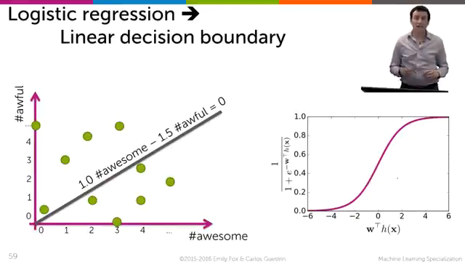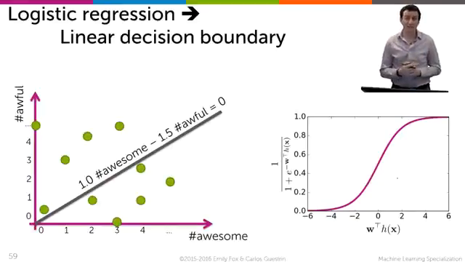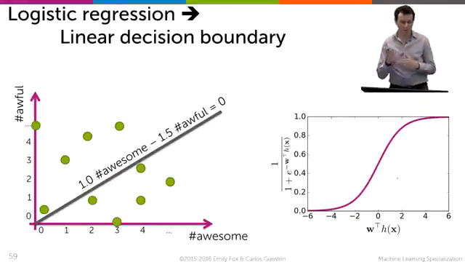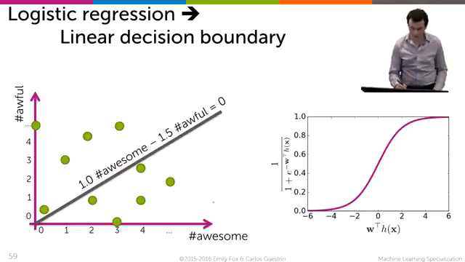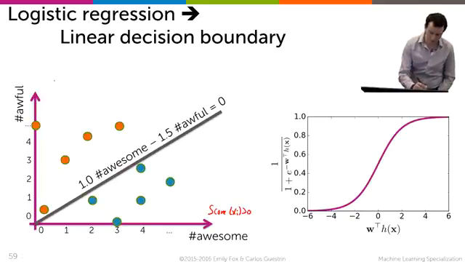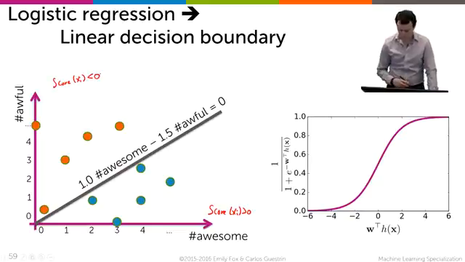Let's take a moment to explore that decision boundary that we played with quite a bit in this lecture. This is one where 1.0 times number of awesomes minus 1.5 times number of awfuls is equal to 0. In this case, all the points to the bottom of the line have score of xi greater than 0, so they're all labeled as positive, and all the ones on the other side have score of xi less than 0, so we label them as negative. But let's think about the probabilities a little bit more.